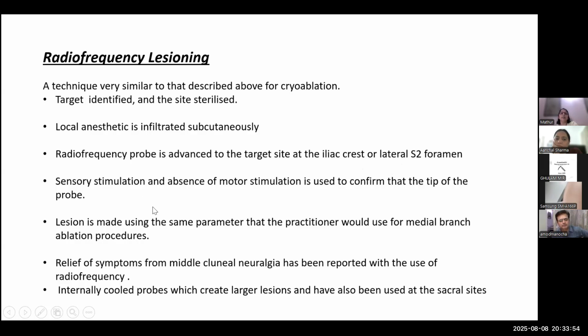The sensory stimulation and absence of motor stimulation has to be done, and lesion is made using the same parameter that the practitioner would use for the medial branch ablation procedures. And relief of symptoms from middle cluneal neuralgia also has been reported with the use of radiofrequency. Internally cooled probes to create larger lesions can also be used at the sacral sites.